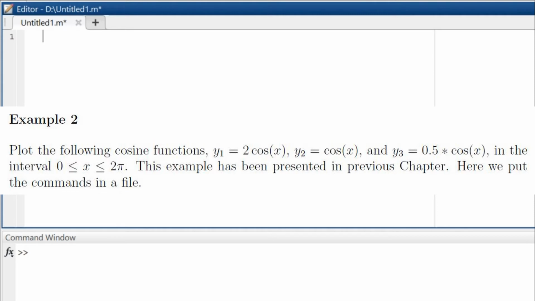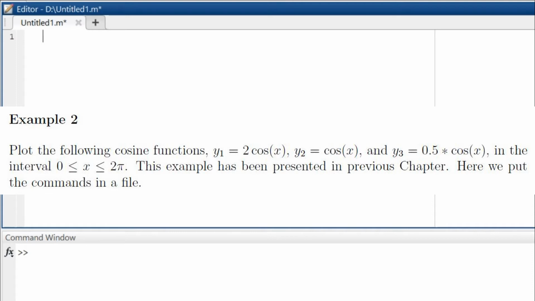Okay, again we are going to solve one expression. You can see y1 equals 2 cos of x, y2 equals cos x, y3 equals 0.5 cos of x. Here the given limit is 0 less than or equal to x less than or equal to 2 pi. In this we are going to plot the graph using MATLAB.